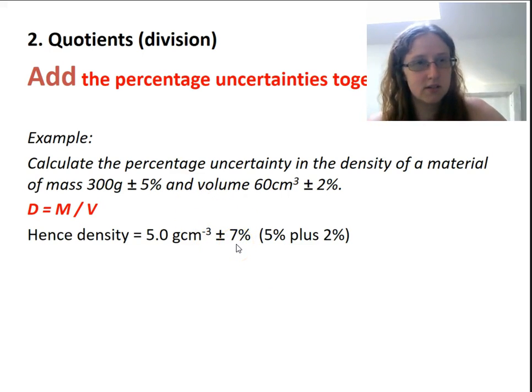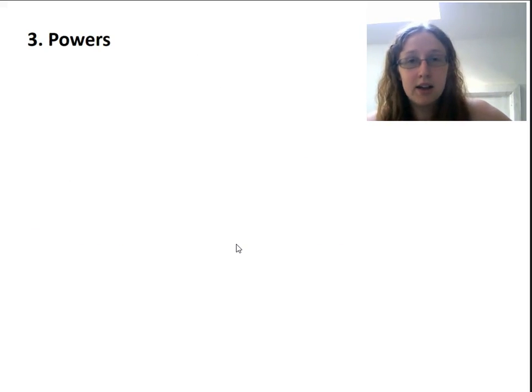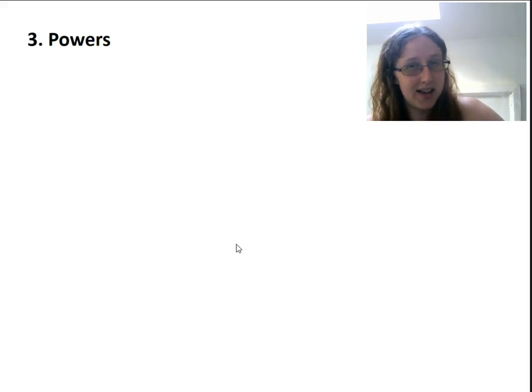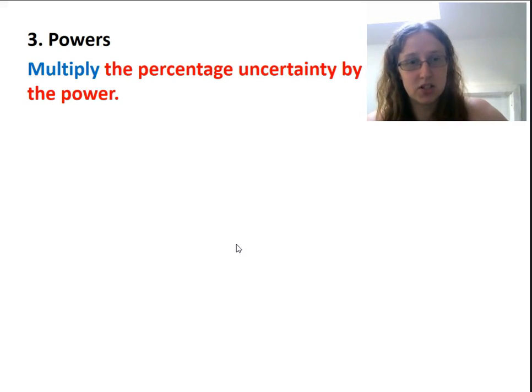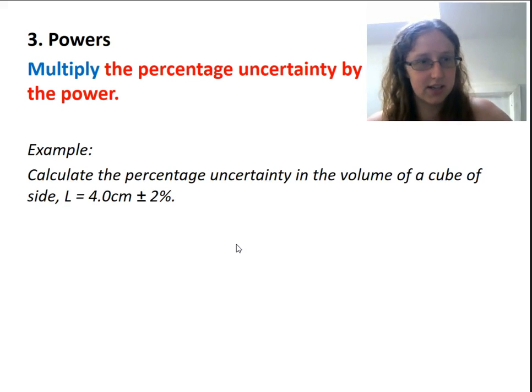Okay, hopefully this is starting to make a little bit of sense. Next up, we've got powers. So if I raise something to a power, so for instance pi r squared, I measured the radius, then I squared the radius. Well, in that case, what I do is I multiply the percentage uncertainty by the power I raised it to. So let's look at an example.